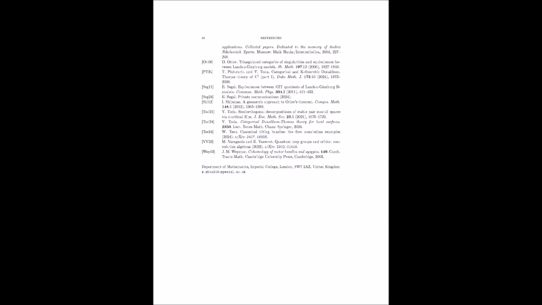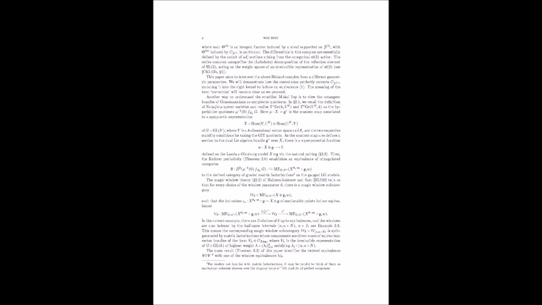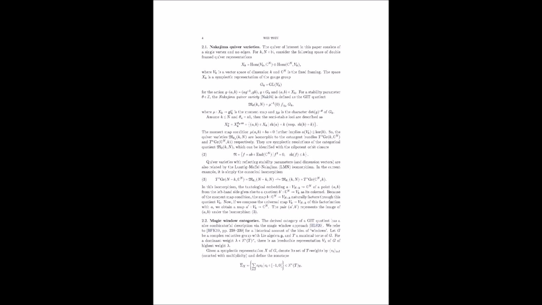Yes. Now let's delve even deeper into the technical details of the paper. We've mentioned grade restriction rules. What are those, and how do they fit into this picture? The grade restriction rules are crucial for characterizing the objects that belong to the magic window subcategory. Remember, the magic window subcategory is defined by the parameter, which corresponds to an interval of integers. These rules tell us which objects have weights that fall within the specific interval.